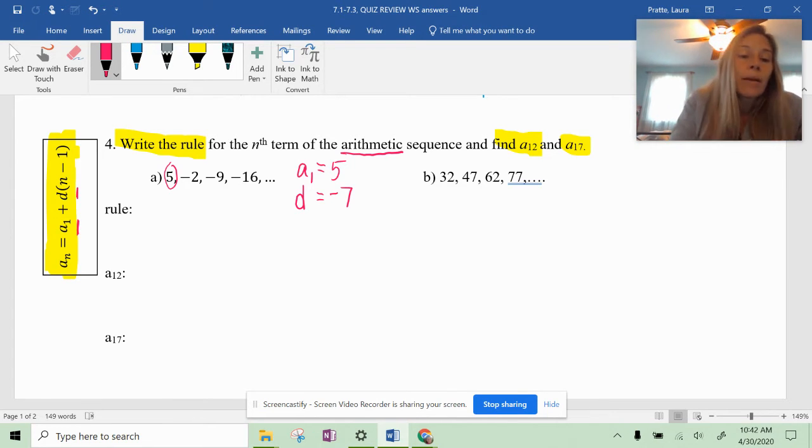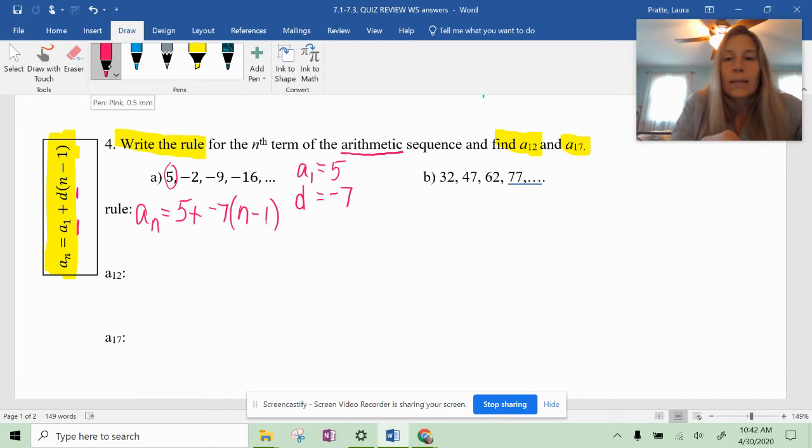So when I go to write my rule, I'm plugging in my a sub 1, which is 5, plus the -7 times the n minus 1. Now remember in the notes, I think the d was on the right-hand side of those parentheses. Here it's on the left. It doesn't really matter because you're going to distribute it anyway. So you can't leave your answer like this. You have to simplify it.